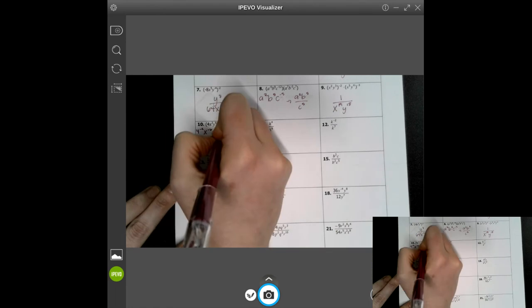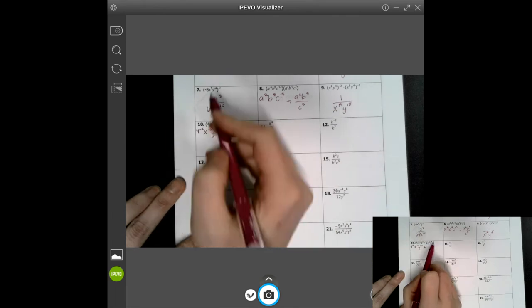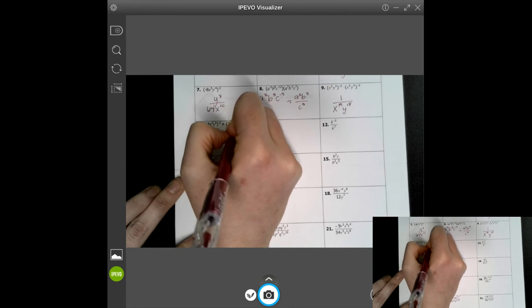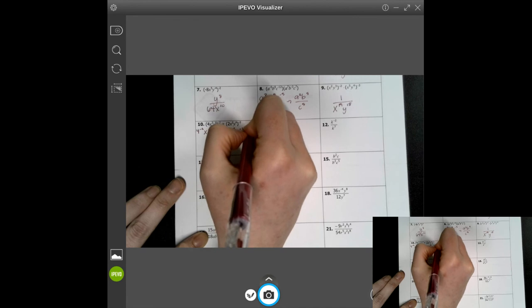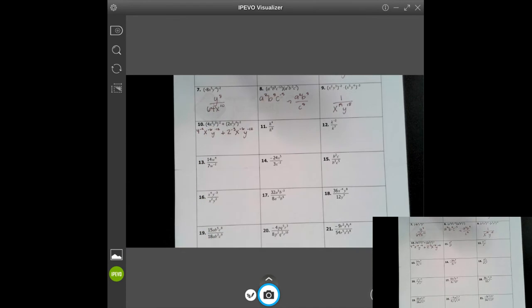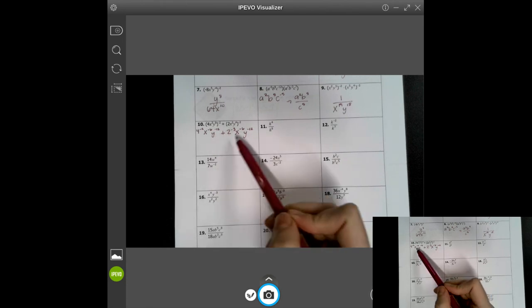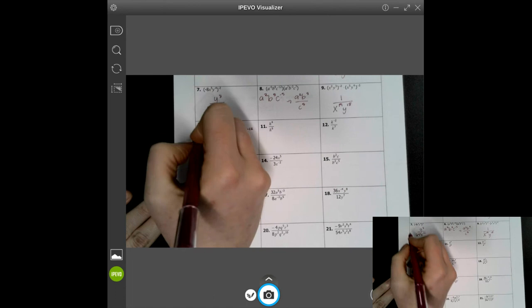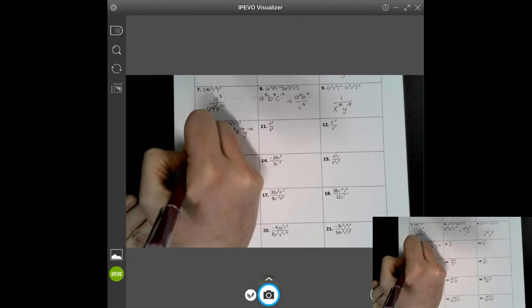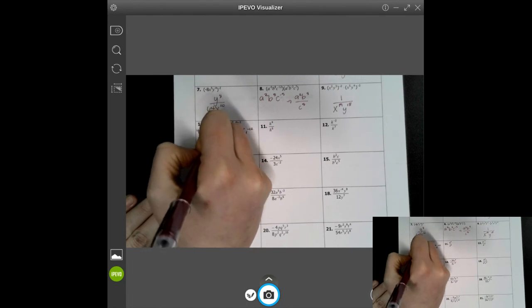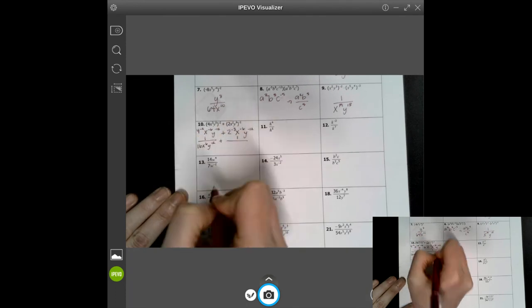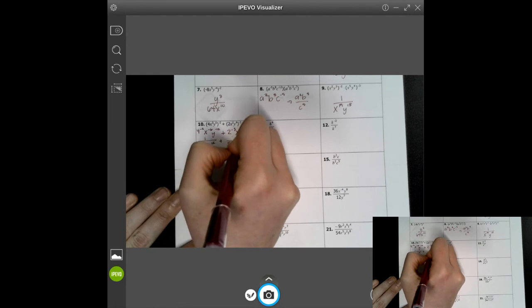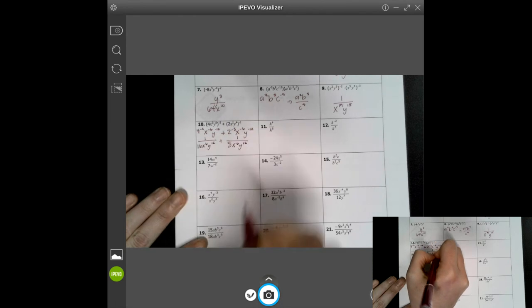Okay, plus, then I'll distribute my negative 3. 2 to the negative 3, x to the negative 6, y to the negative 12. Okay, well, before I can combine anything, I've got to first make all of my exponents positive. So this becomes 1 over 16 x to the 6th y to the 12th plus 1 over 8 x to the 6th y to the 12th.